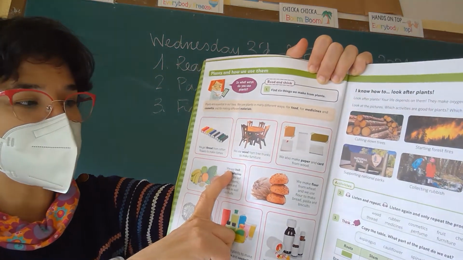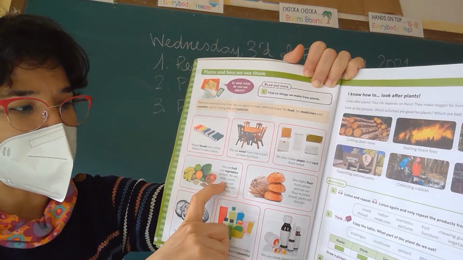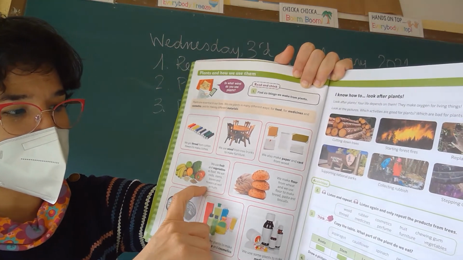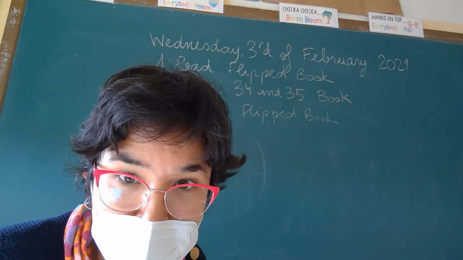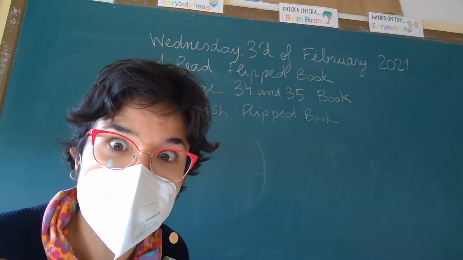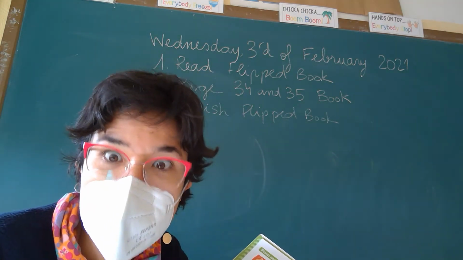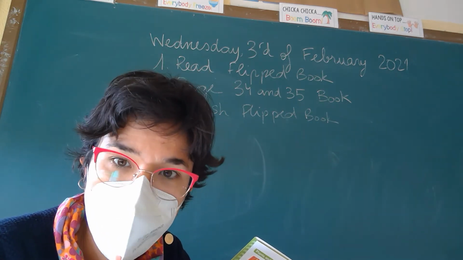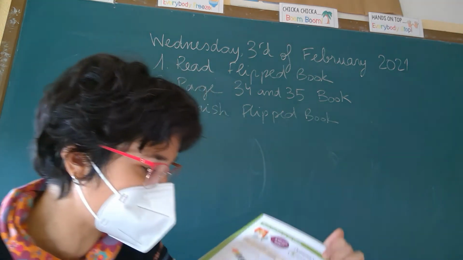Then we use fruit and vegetables as food. We eat roots, stems, leaves, and flowers as well as fruits. For example, carrots are roots. Spinach are leaves. And artichokes, alcachofas, are flowers. Yes, artichokes are the flowers of the plants.